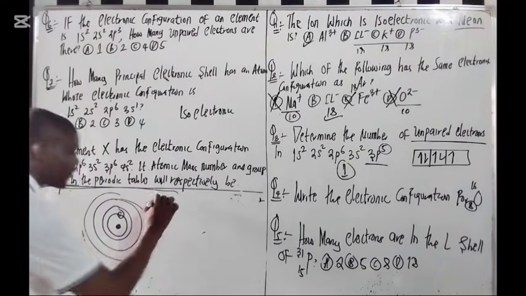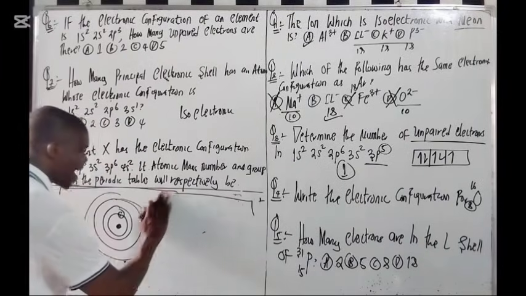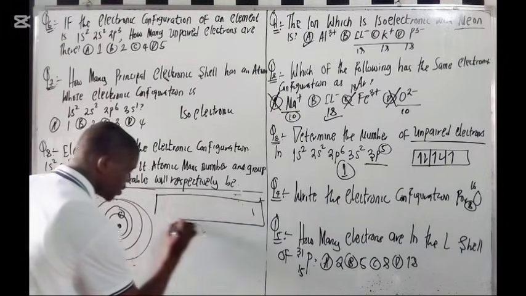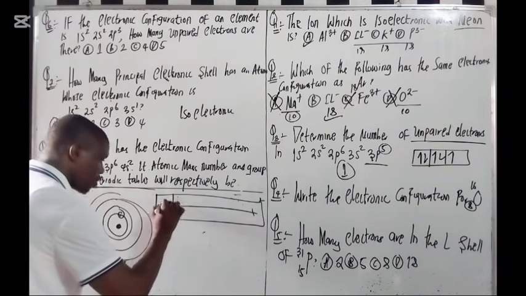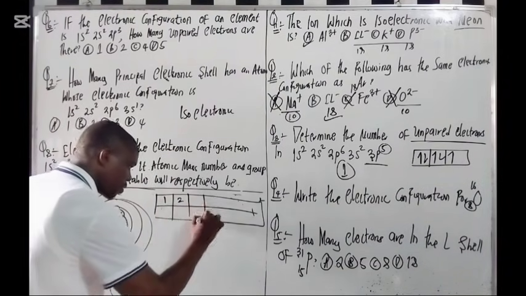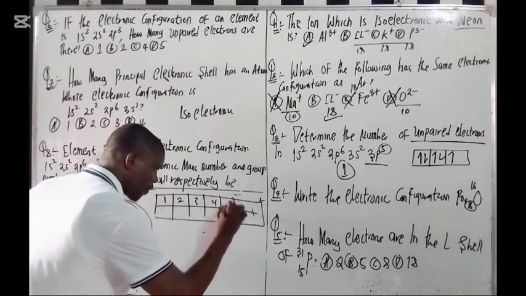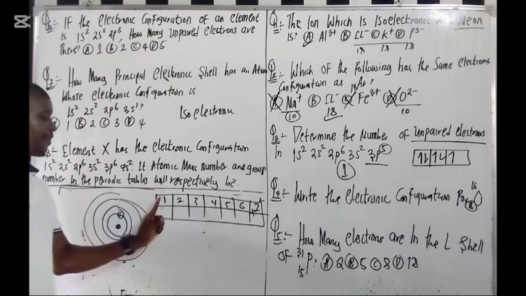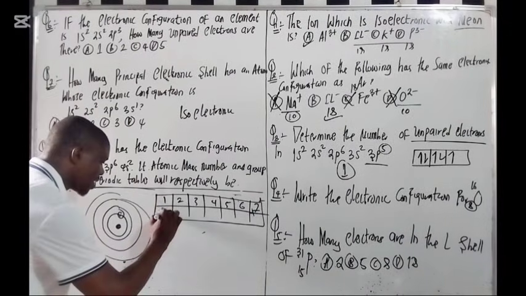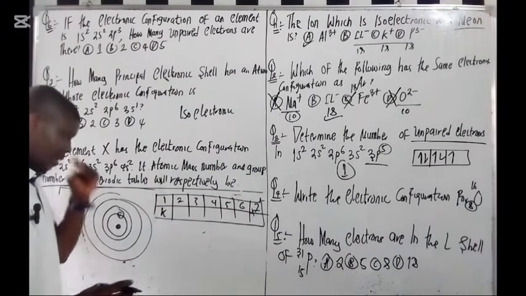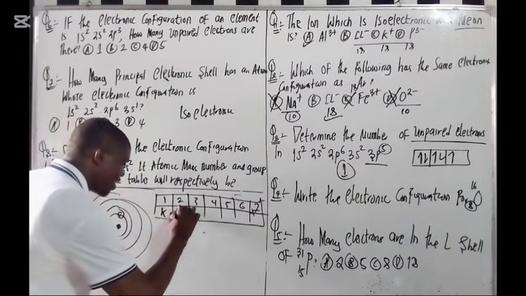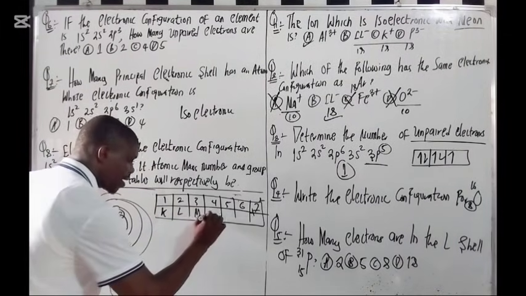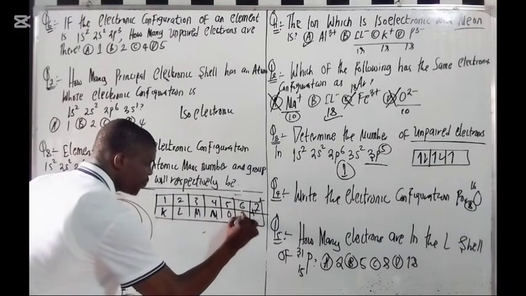That's why, if you check very well, you have what is called K, L, M, N, O, P, Q in chemistry. So you have 1, 2, 3, 4, 5, 6, and 7. In chemistry, the first shell is the K shell. The second shell is the L shell. The third shell is the M shell, then N, O, P, Q.